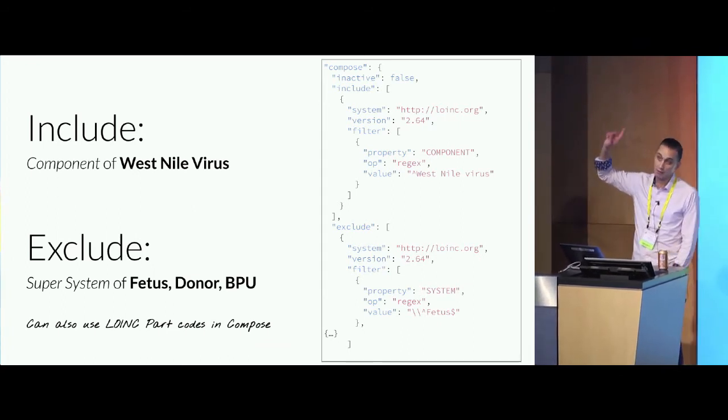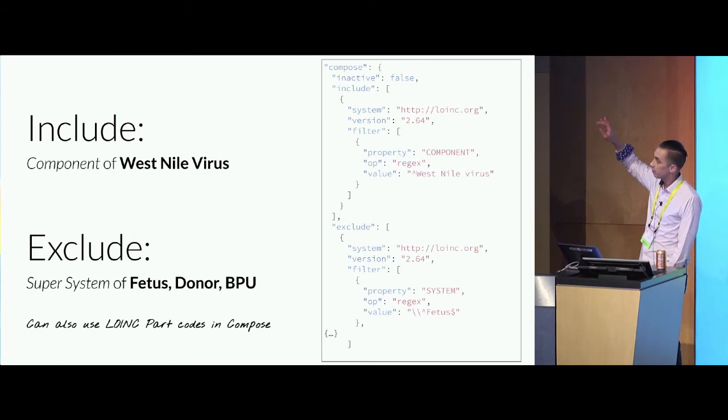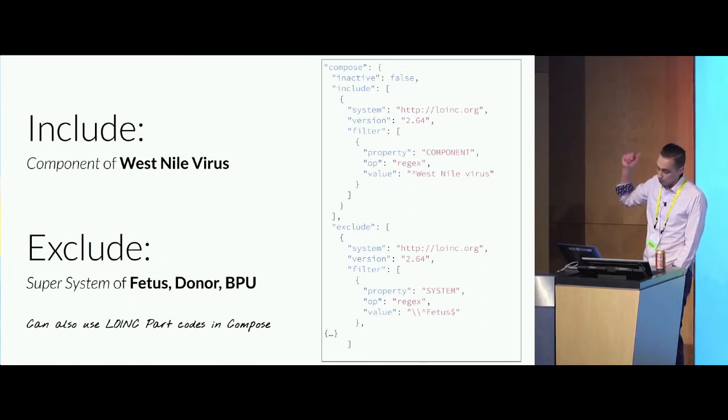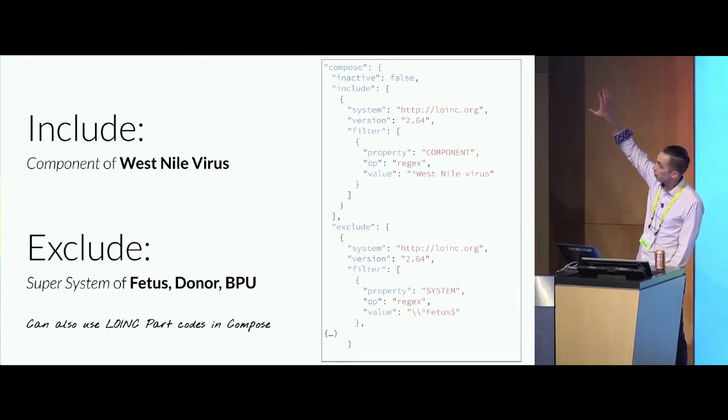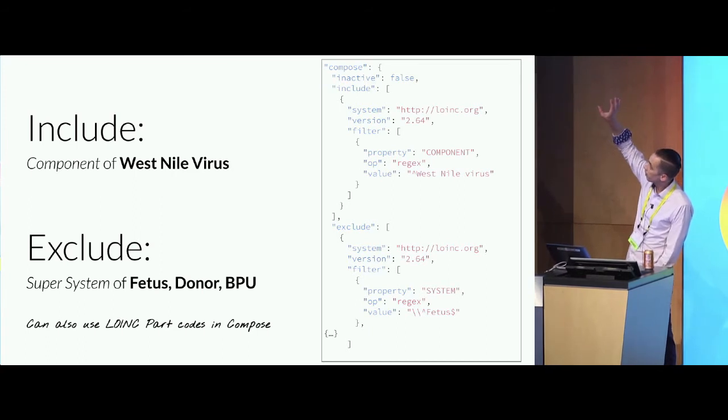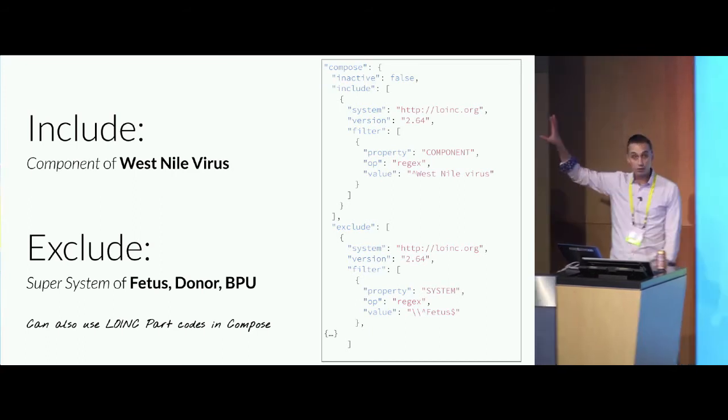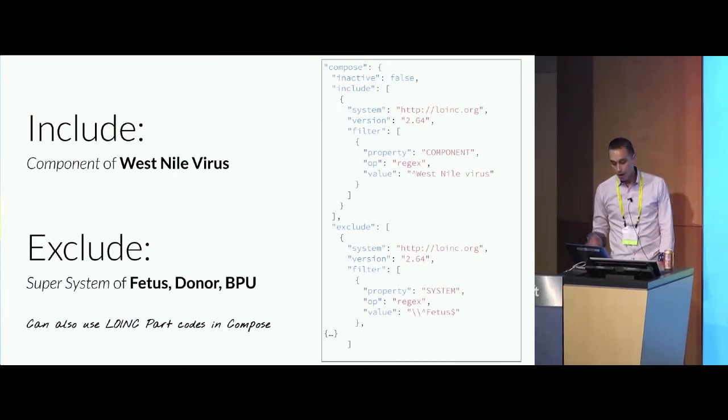So we say, well, we want ones that have the component of West Nile virus. And we don't really care what the specimen is, except for our purpose, we want to exclude specimens that have to do with the fetus or donors or blood product units. And so we can use both the include portion of the composition statement and the exclude portion to narrow down what we want.